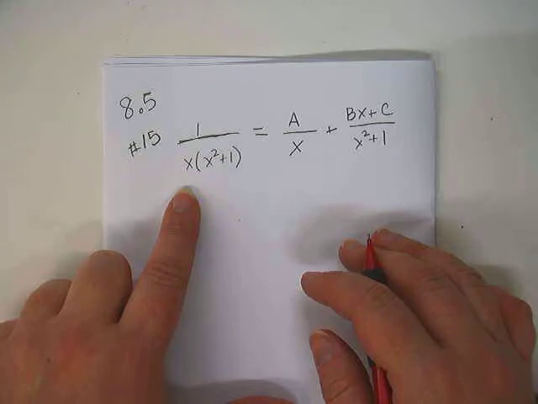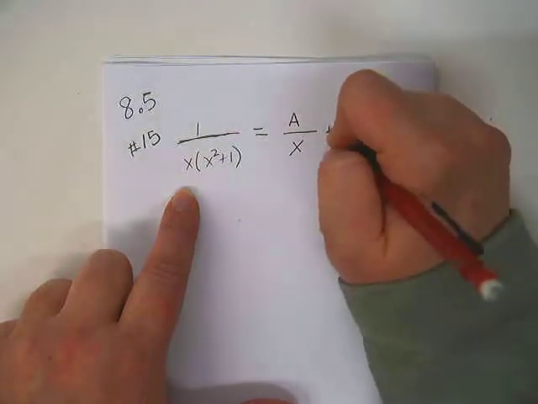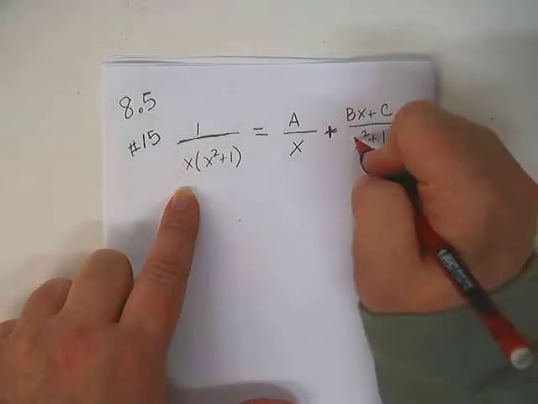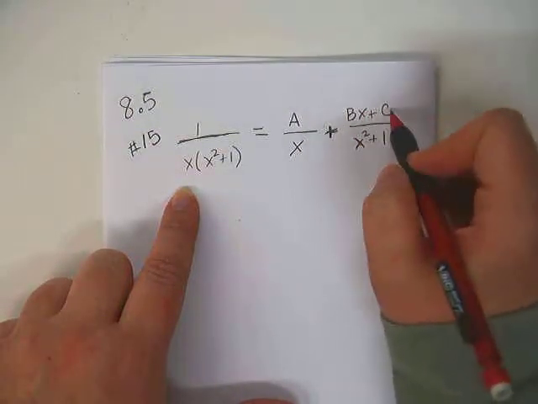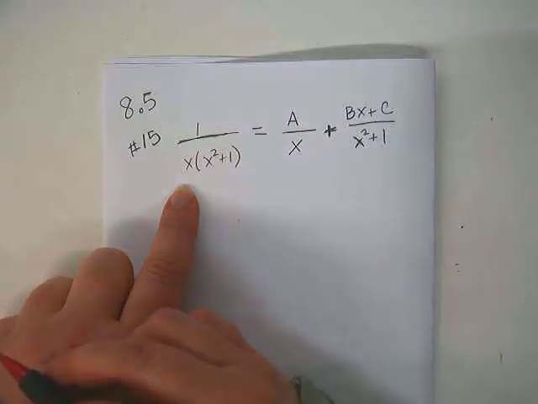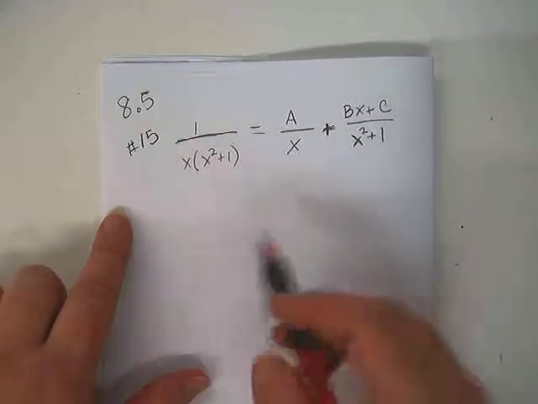Oh wait, so my question is, why is it bx? It's just bx because that's the rule. Anytime you have a quadratic factor, you have a linear numerator. Linear factor, constant numerator. That's just the rule.